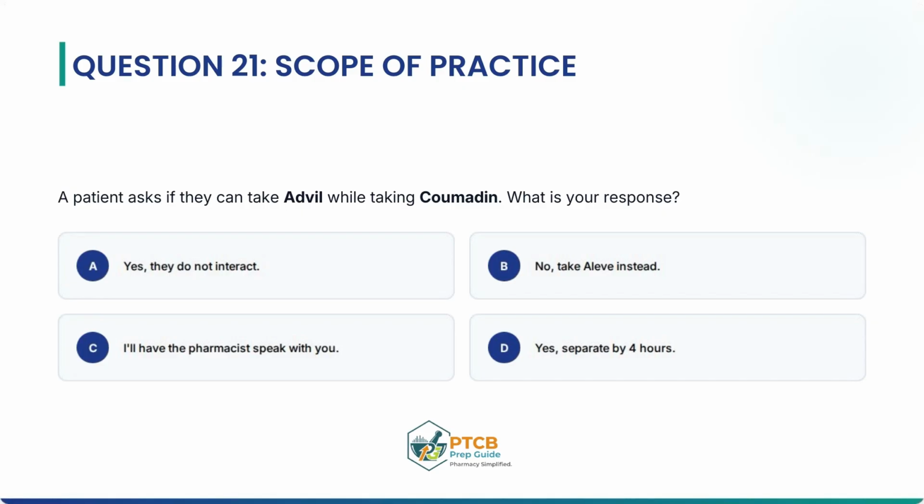A patient asks if they can take Advil while they are already taking the blood thinner Coumadin. What is your best response? Option A, yes, they do not interact. Option B, no, you should take Aleve instead. Option C, I will have the pharmacist speak with you about that combination. Or option D, yes, as long as you separate the doses by 4 hours.